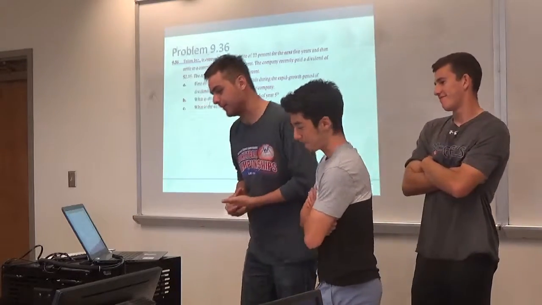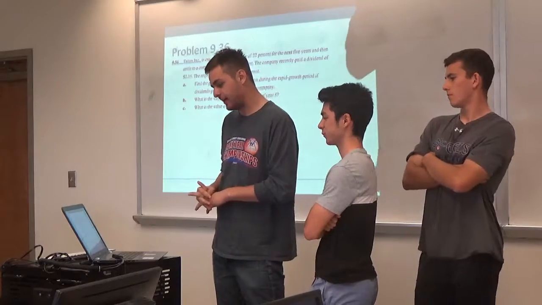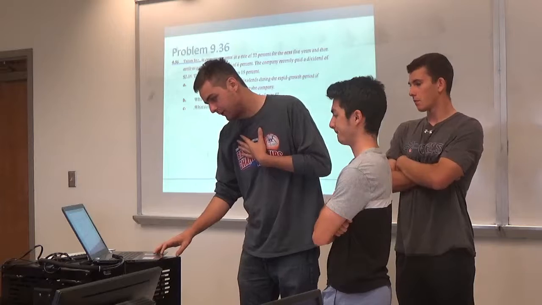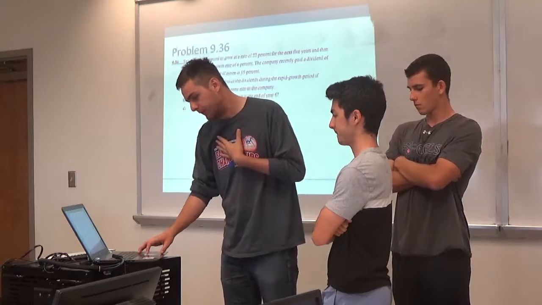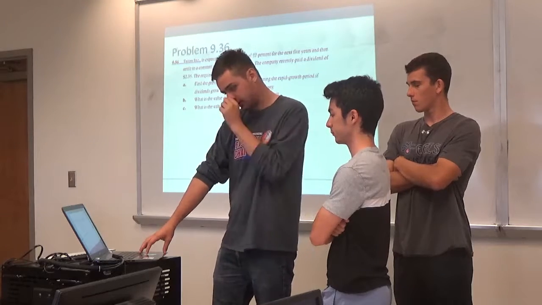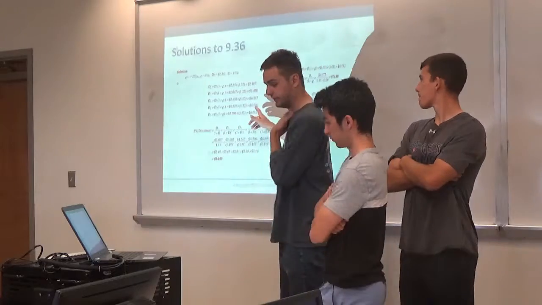So Triton is expected to grow at a rate of 22% for the next 5 years and then settle to a constant growth rate of 6%. The company recently paid a dividend of $2.35. The required rate of return is 15%. So we have to find the present value of the dividends during the rapid growth period if dividends grow at the same rate as the company. That would be this section right here, which is A.